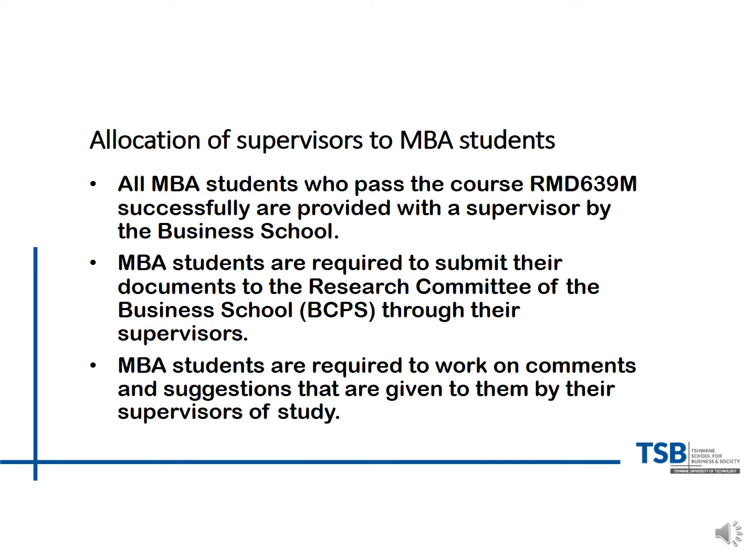Allocation of supervisors to MBA students is done by the research administrator. That would be Mrs. Rihanna Knighton. She is the research administrator of the business school. You all have her email address, and you will have to communicate with her in cases where you have any problem with regards to the allocation of supervisors.